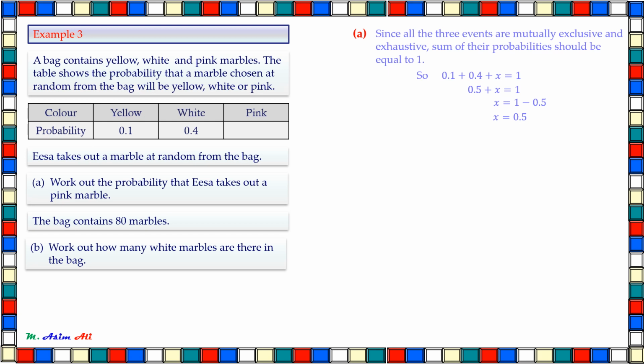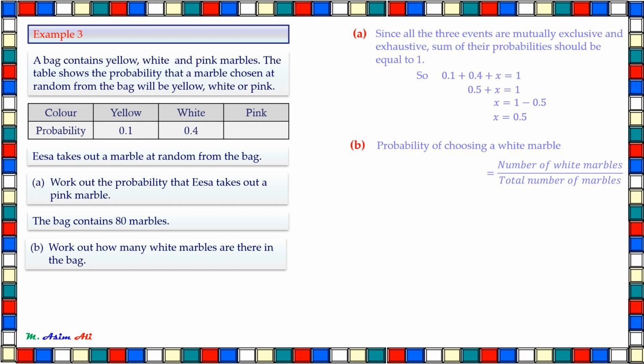Okay, now we will write our basic formula of finding a probability. For example, if we have to find the probability of choosing or drawing a white marble, it will be equal to the number of favorable outcomes, which is the number of white marbles, divided by the total number of outcomes, which is equal to the total number of marbles. So our formula in this situation is: probability of choosing a white marble equals the number of favorable outcomes, which is the number of white marbles, divided by the total number of outcomes, which is the total number of marbles.